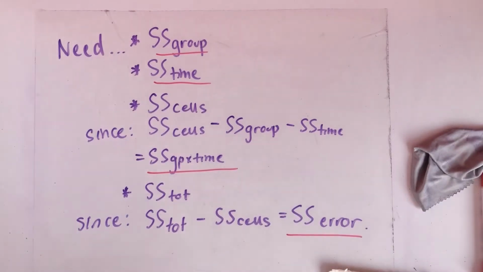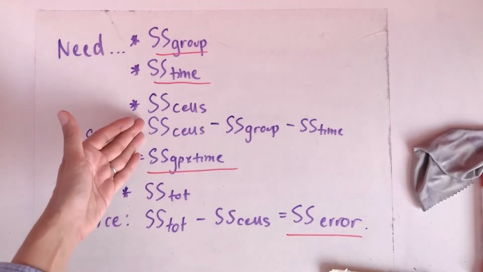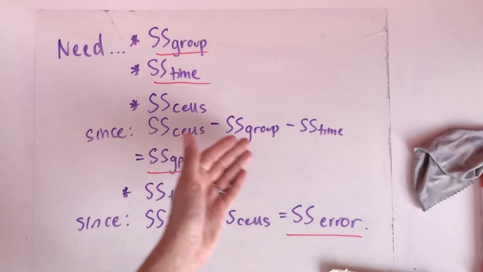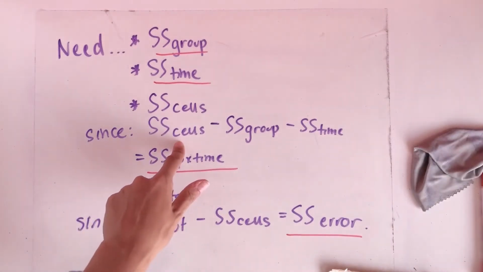Some of the simpler ways to compute sums of squares are to compute a different type of sum of squares and then subtract off other ones, through an understanding of what these represent and why we get what we get when we do the subtraction. So I'm going to try to explain what SS cells is and how it's going to help us.